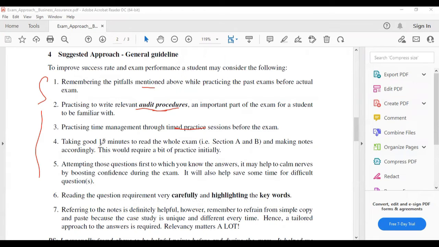I would suggest that you should at least take 15 to 20 minutes to understand and read through the whole exam, section A and section B. Try to see what questions you can answer and what questions you understand right away, and attempt those easy questions first. So bullet point 5 basically says you should attempt those questions where you know the answers. It will boost your confidence. It will keep your nerves calm. You won't be panicking in the exam, which is very important, because once you panic, it's possible that you screw up in the exam because of panic.